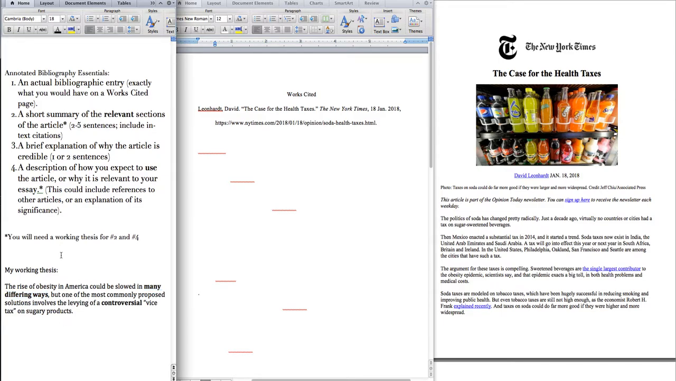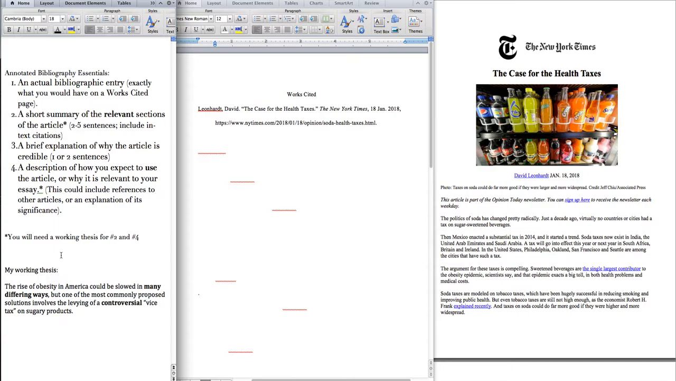So I want you to think about where you expect your paper to be going before you start to write your annotated bibliography. Are you of the opinion by this point that a particular approach is the best? Start by critically evaluating that particular approach in your thesis statement.